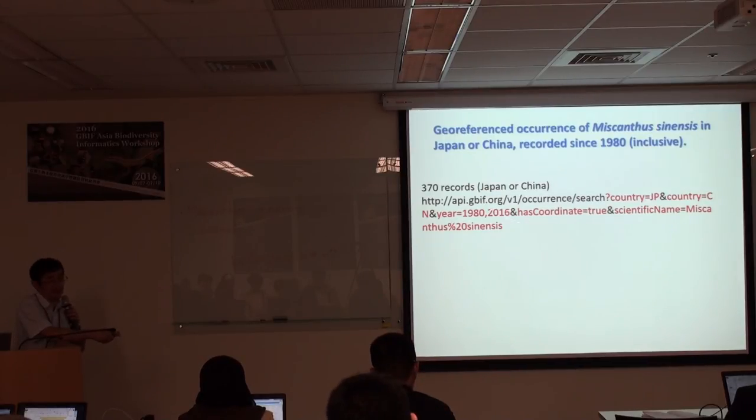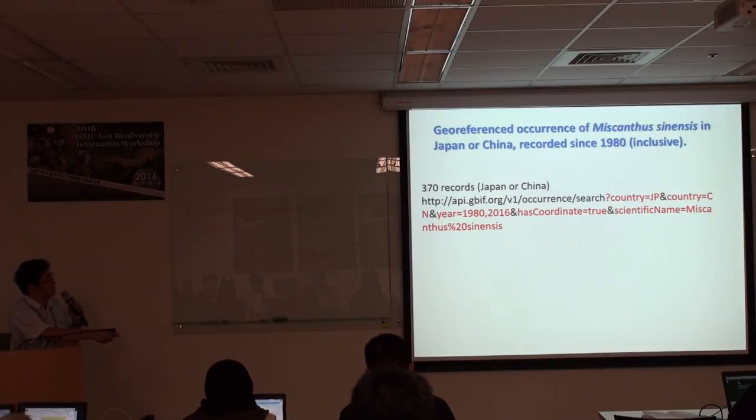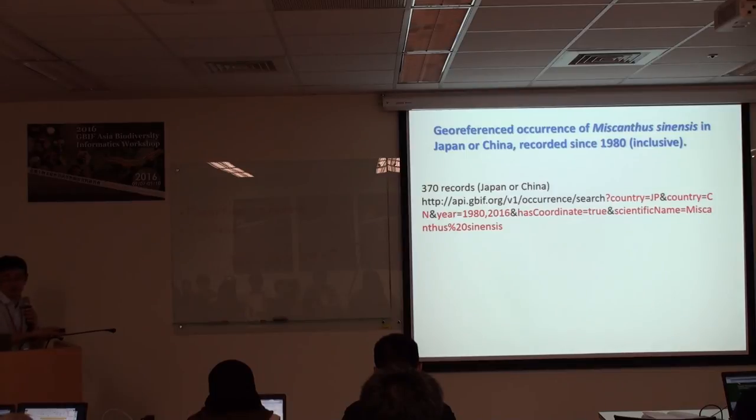So you have to know the particular format when you are going to use API parameters. And also, hasCoordinate is true. This means the records are geolocated, have geographical references. And also, the scientific name is Miscanthus%20sinensis. I don't know why, but if you input a space, it will automatically transform in this way. So all these are in equals form. So what you tried to do with the graphical interface can be done in this way. And this is how GBIF is providing the data back to the user.